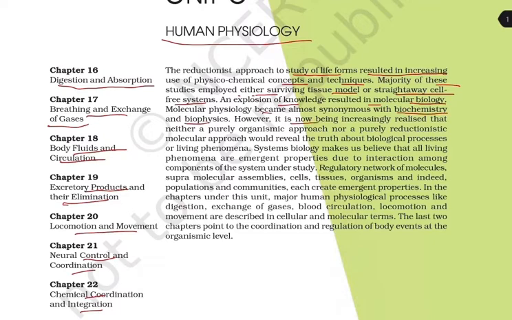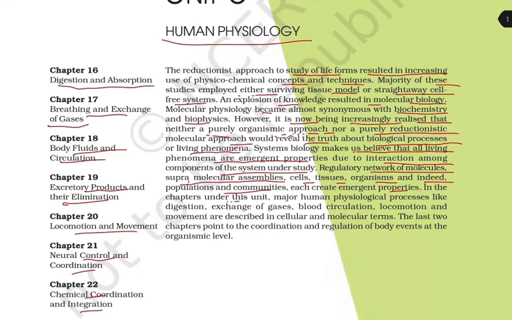However, it is now being increasingly realized that neither a purely organismic approach nor a purely reductionist molecular approach would reveal the truth about biological processes or living phenomena. Systems biology makes us believe that all living phenomena are emergent properties due to interaction among components of the system under study. Regulatory networks of molecules, supramolecular assemblies, cells, tissues, organisms, and indeed populations and communities each create emergent properties.